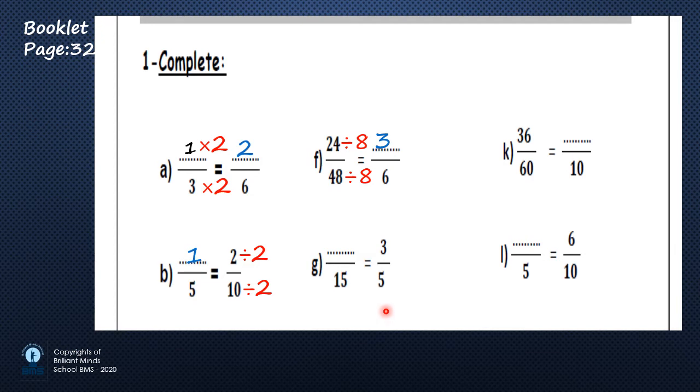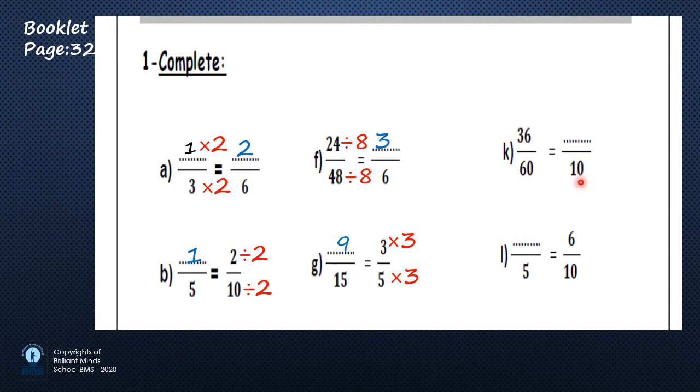Okay. I was small, then I'm getting bigger. That means I will multiply. Okay. 5 times what gives you 15? Times 3. Are we finished? No. The numerator is crying. We must multiply n by 3. 3 times 3 equals 9.